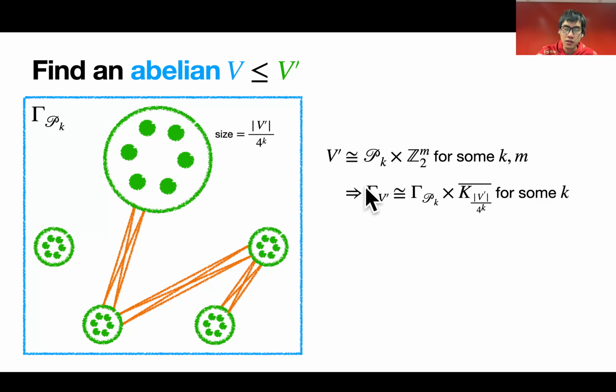We can show that because V prime is a Pauli subgroup, it's actually isomorphic to a Pauli group with fewer qubits times the abelian part. So this tells us that this graph actually looks like gamma pk for some smaller k, but here each vertex consists of a lot of little vertices, but it's always an empty graph inside. So from this point of view, we can conclude that the chromatic number of the whole graph is equal to 2 to the k plus 1 for some k.